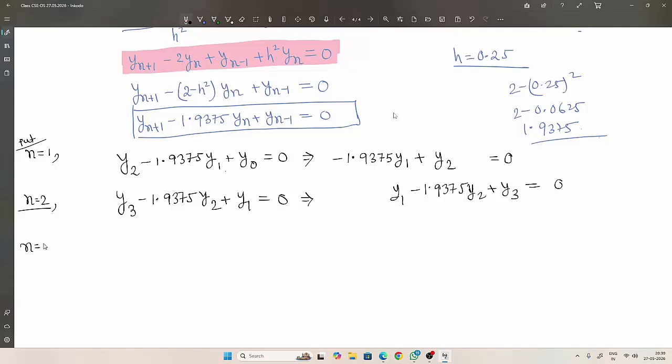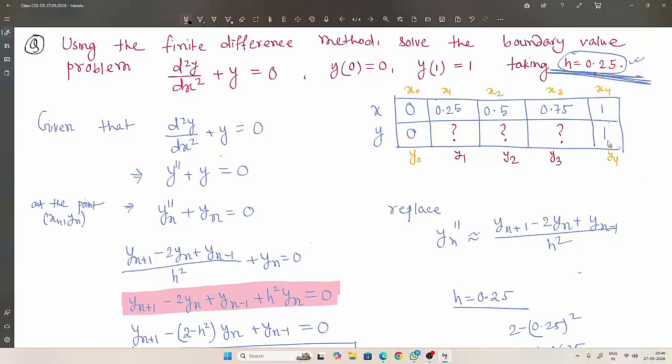Now put n equal to 3 to find the third equation. If you put n equal to 3, it will be y4 minus 1.9375 y3 plus y2, that value equal to what? 0. Now we know the y4 value. The y4 value is known and it equals 1. It is given in the table. So y4 value is 1.